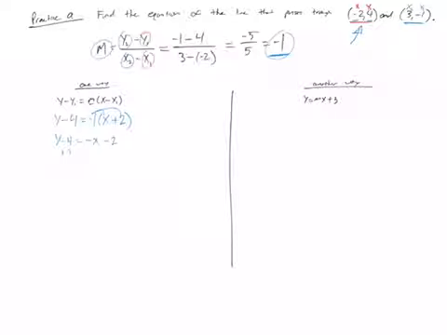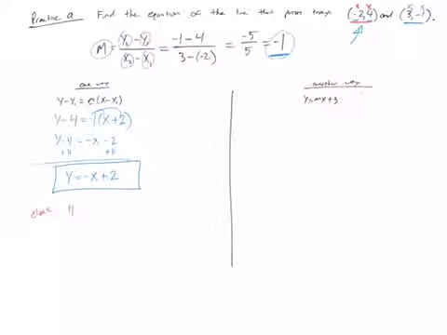I'm going to add 4 to both sides to put it in that slope-intercept form. Y is equal to negative x plus 2. And notice that slope is negative 1, which is what we found. And if you wanted to check it, you could plug these points in here, and this should come out to be true. So let's just check real quick.